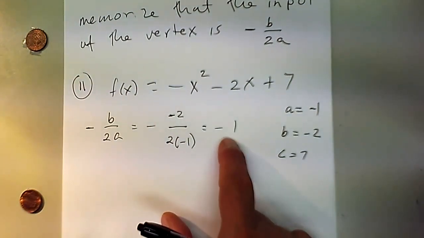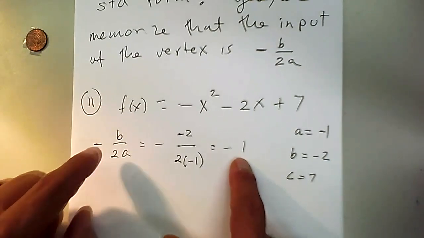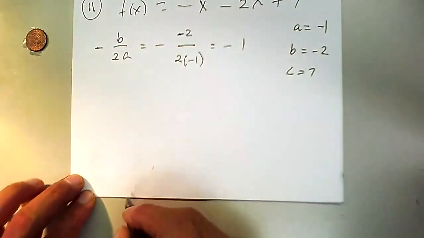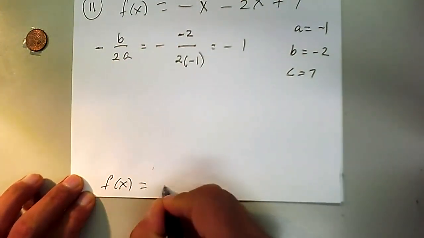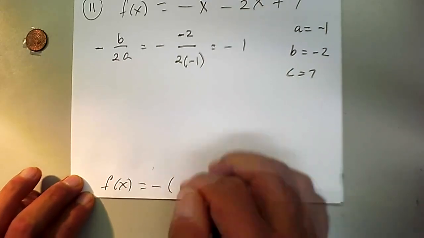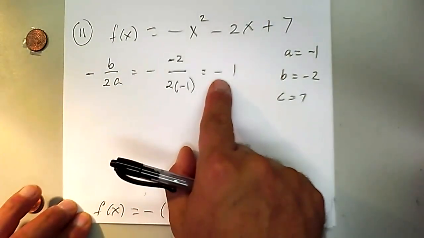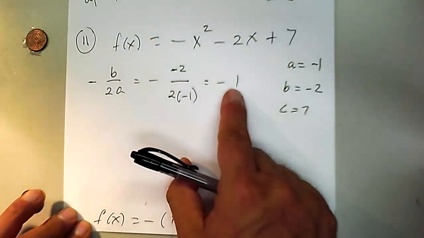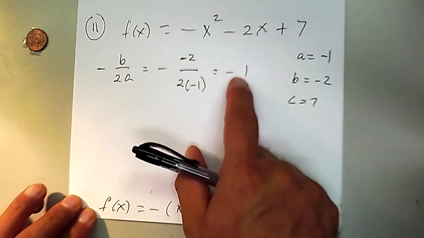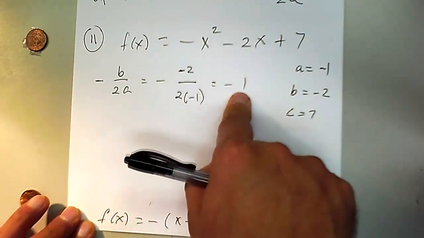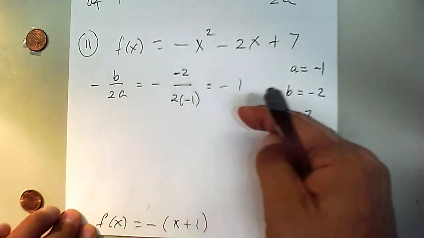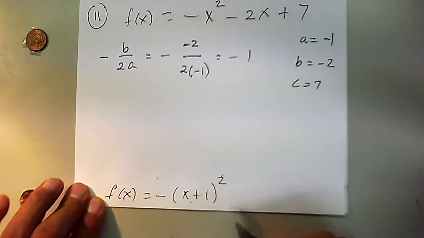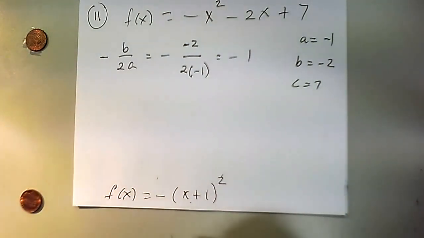What is that negative 1? Well, that is the input of the vertex. So if we were to put this in standard form, we would have negative quantity because of that negative, and then x plus 1. That means that we have a shift to the left. Boy, that is even more confusing because that's where the vertex is. The x value of the vertex is negative 1, which is to the left. But that means that we have to put an x plus 1 in the equation. That is a little confusing.